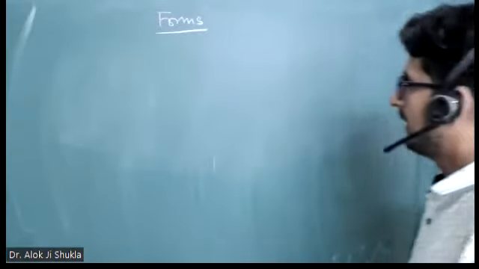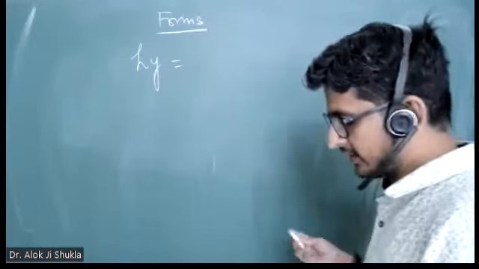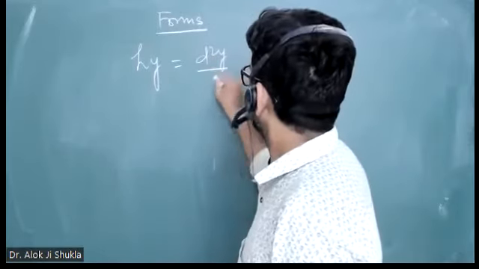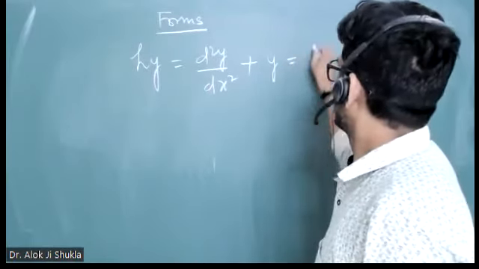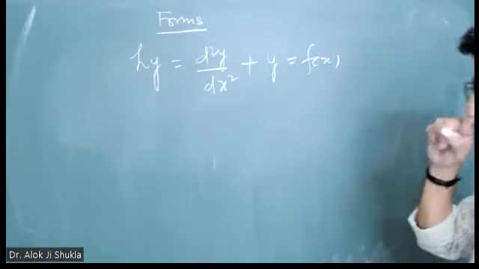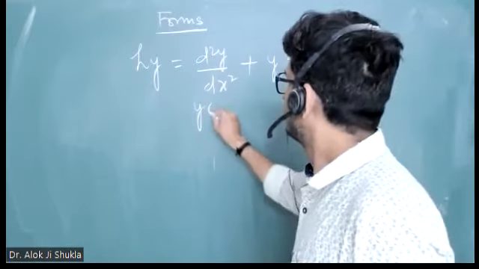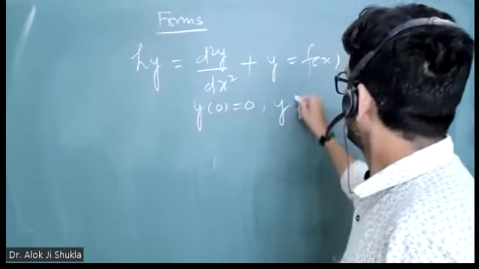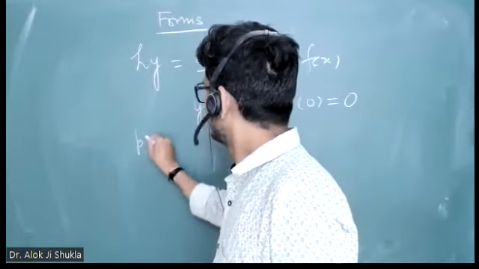That form is given by L of y, suppose L is the operator. This is again a second order differential equation. I am writing it like this: d2y by dx2 plus y is equal to f of x. Suppose this is the form of the differential equation, and also suppose we are given that y of 0 is 0 and y dash 0 is also 0. This is the form that is given. Now tell me, what is p of x here? p of x is 1.